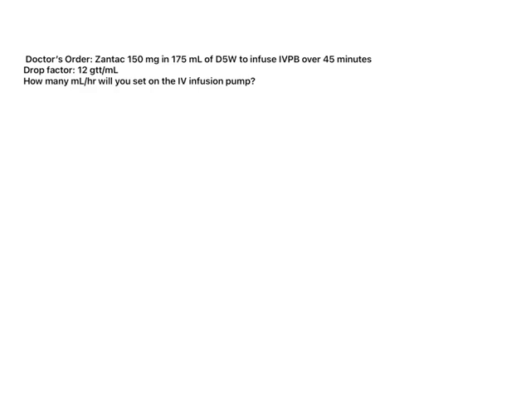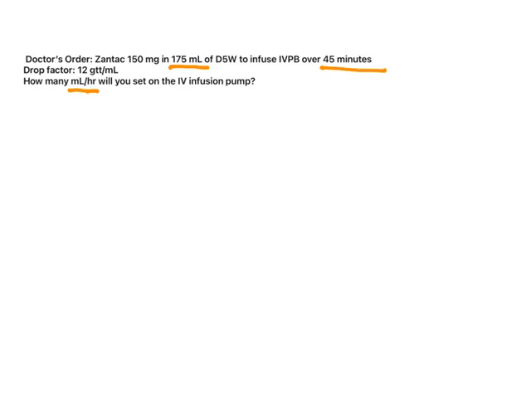The question reads, the doctor orders Zantac 150 milligrams in 175 of D5W to infuse IV piggyback over 45 minutes. The drop factor is 12 GTTs per ml. How many mLs per hour would you set your pump to? So our answer needs to end in mLs per hour. Again, we do not need the drop factor. All we need is our volume and our time, okay? So don't let the questions fool you with all this extra fluff.